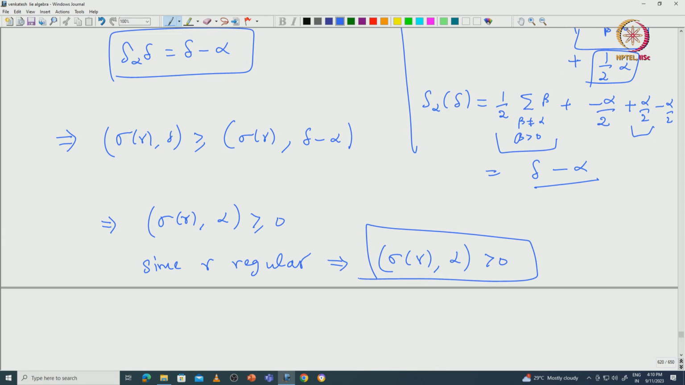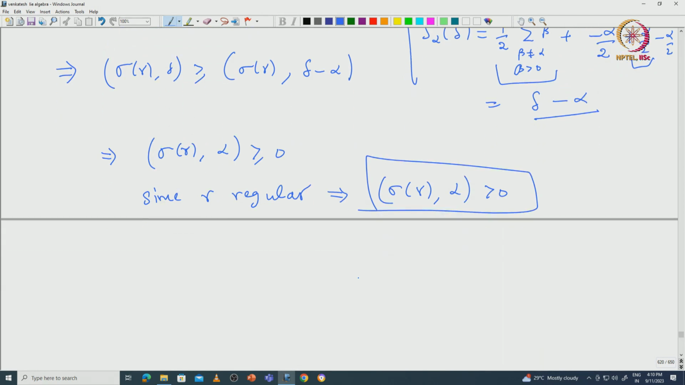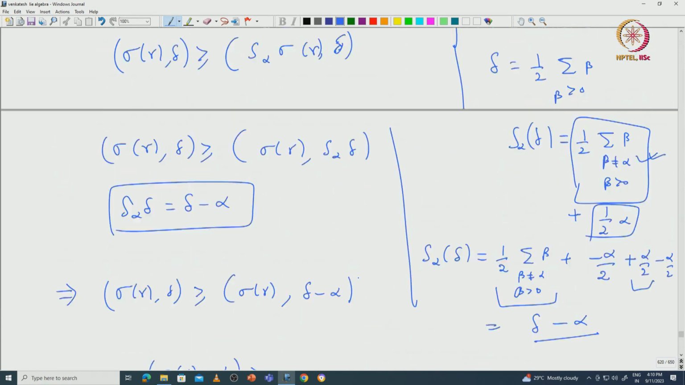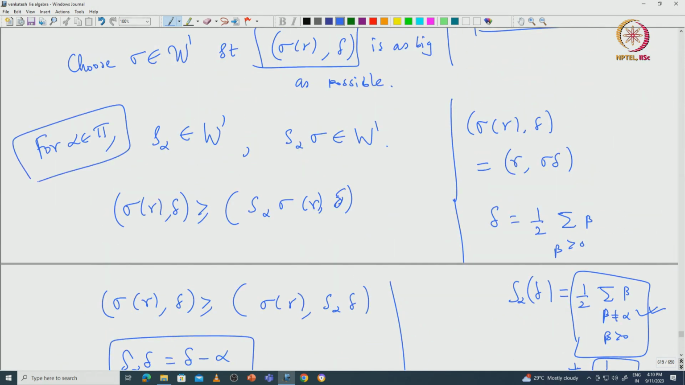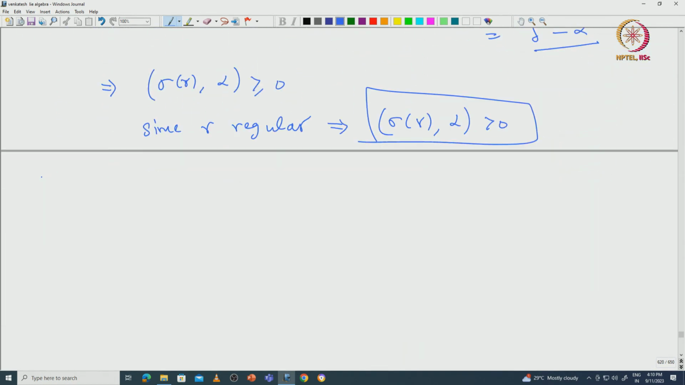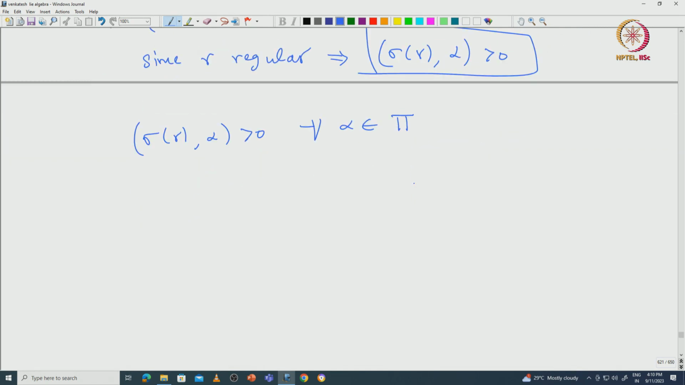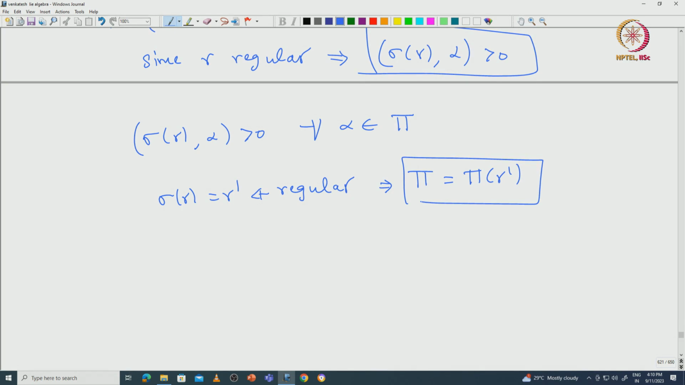So, this is what we are getting, and this is actually true for any alpha positive. So, that is what we proved. So, this proves that the sigma gamma alpha is actually positive for all alpha from pi. But that means what? That means the sigma gamma which is gamma dash. So, this is going to be a regular element, and if you think about it, this forces that pi equal to pi of gamma dash. So, that is how the gamma dash is defined, okay, because this is what uniquely defines that gamma dash that corresponds to pi.